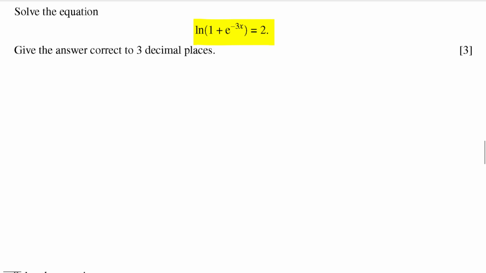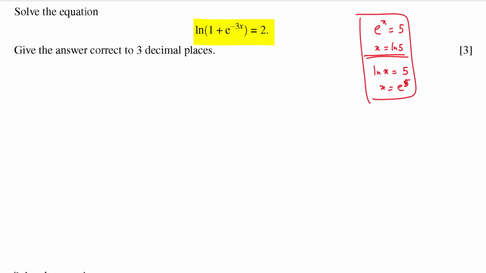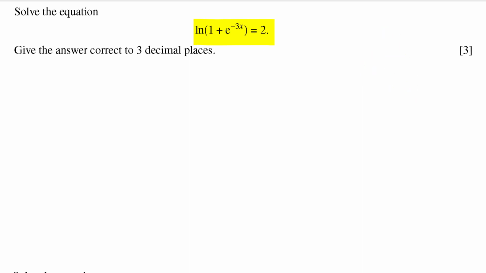If, let's say, it is e to the power x equals 5, then it is x equals ln 5, and in a similar way if it is ln x equals 5, then x becomes e to the power 5. So we can use them interchangeably very frequently, and we should be able to, because that would be easy to understand. Now we have ln here, and on both sides there is only one term, so we can directly write 1 plus e to the power minus 3x equals e to the power 2.